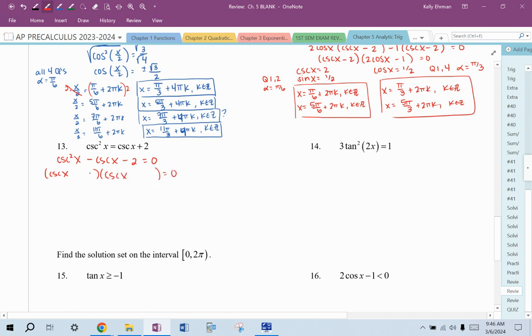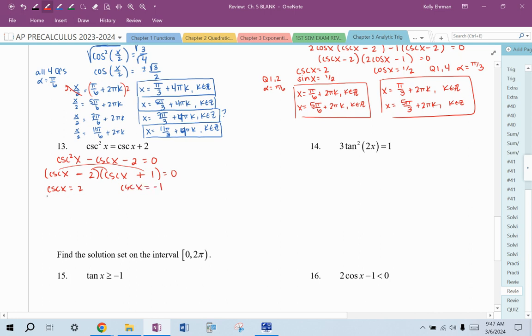2 has to get split up with 2 and 1, or 1 and 2, doesn't matter. And then you need the 2 to be negative and the 1 to be positive so that this adds up to negative 2 cosecant x plus cosecant x. That gives me the negative in the middle. This means that cosecant x could equal 2, or cosecant x could equal negative 1.